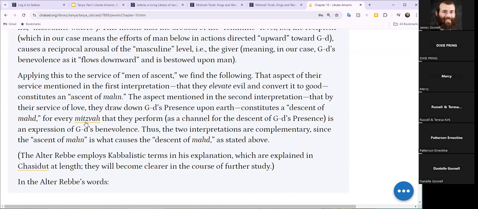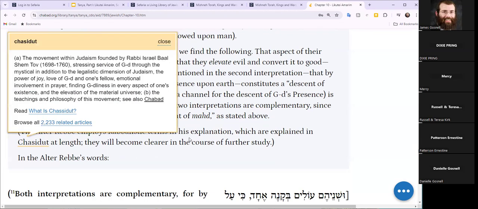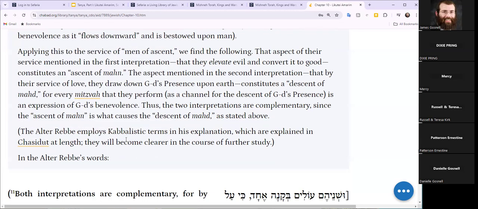For every mitzvah that they perform as a channel for the descent of God's presence is an expression of God's benevolence. Thus, the two interpretations are complementary, since the ascent of MaN is what causes the descent of MaD, as stated above. The Alter Rebbe employs Kabbalistic terms in his explanation, which are explained in Chassidut at length. They will become clearer in the course of further study.